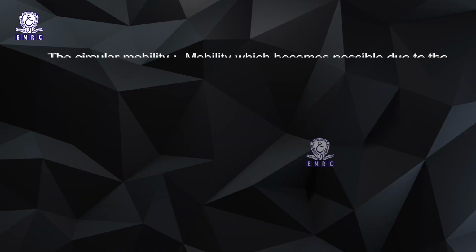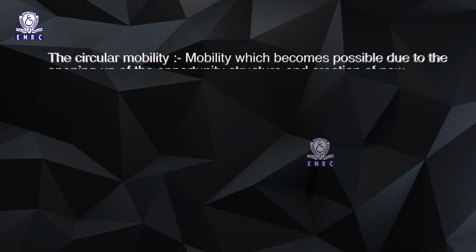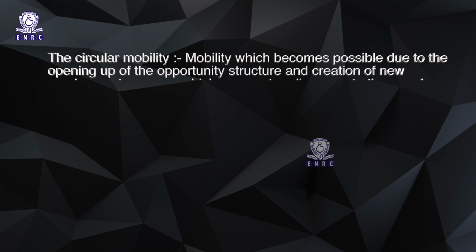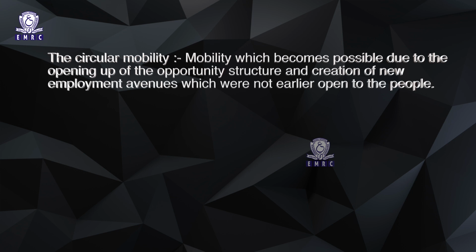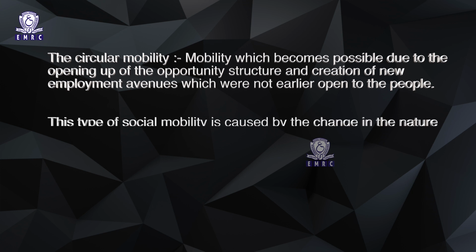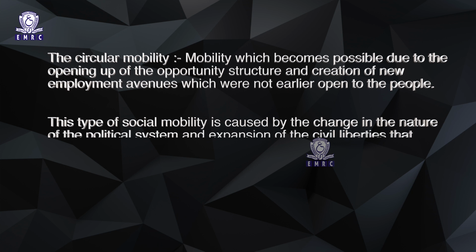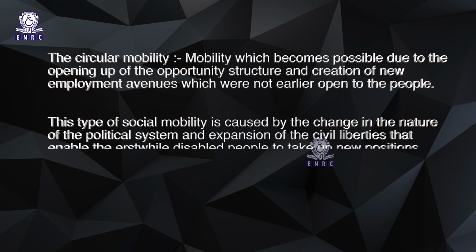The circular mobility, on the contrary, refers to that mobility which becomes possible due to the opening up of the opportunity structure and creation of new employment avenues which were not earlier open to the people. This type of social mobility is caused by the change in the nature of the political system and the expansion of the civil liberties that enable the erstwhile disabled people to take up new positions.